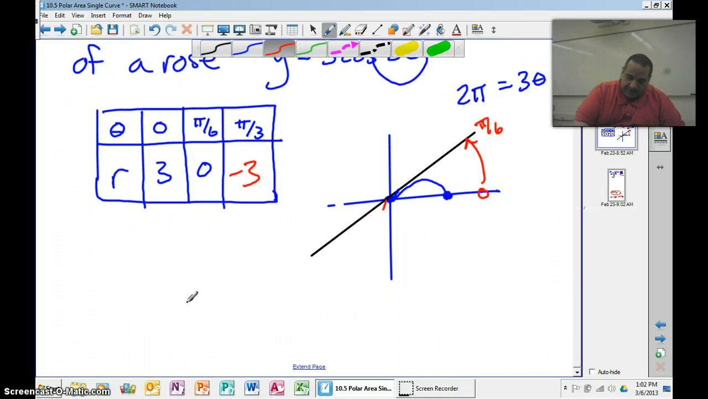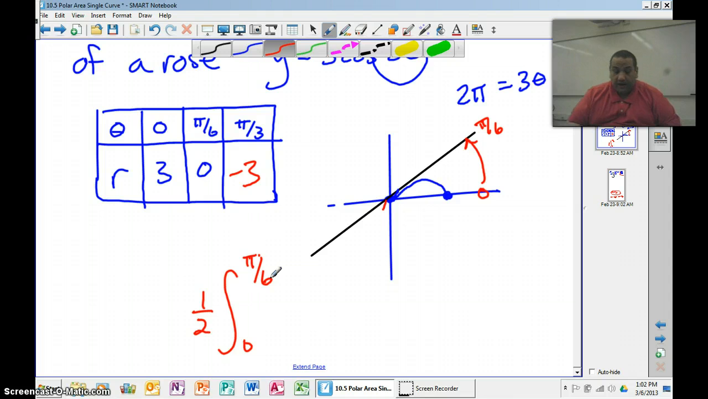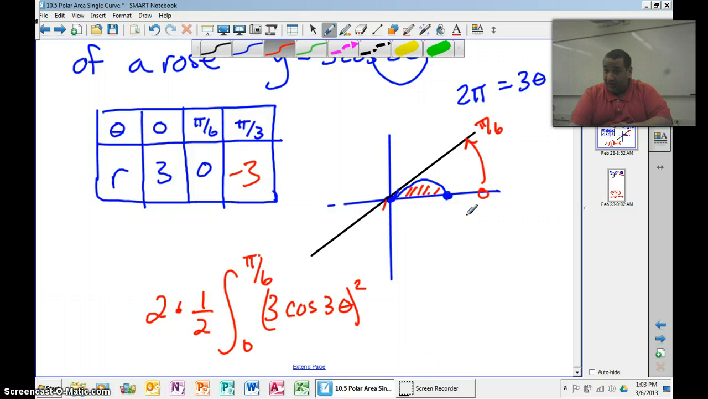So from the formula, it's 1/2. Now I'm going to go from 0 to pi over 6. And it's going to be r squared, which is 3 cosine 3 theta, squared. But wait a minute. That's only half this petal. So I'm going to need to multiply that by 2. I hope you got that. That only made half that petal. So I'm going to need to multiply it by 2. All right? That'll get me the full petal.